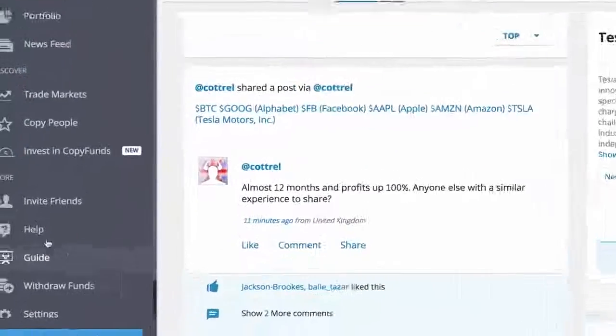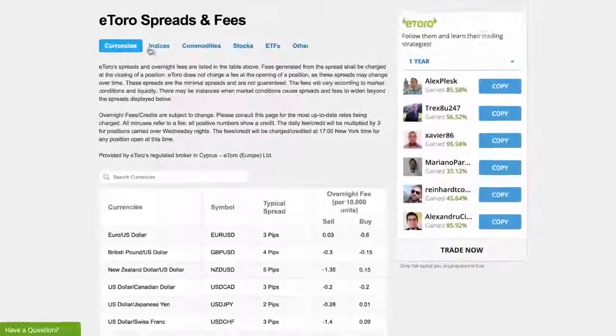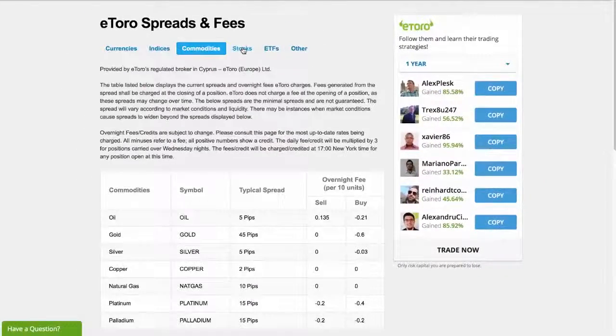Same with overnight fees. To find out about the spread fees, if you want to, again, on the fees page, always go back to that page. This shows you all the different spread fees. They're different depending if you're trading currencies, indices, commodities, stocks, ETFs. The spread fees are different on each one. Check it out on this page. You'll find out all about your spread fees.